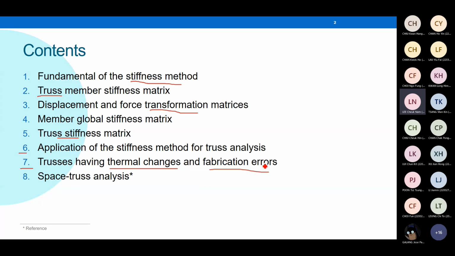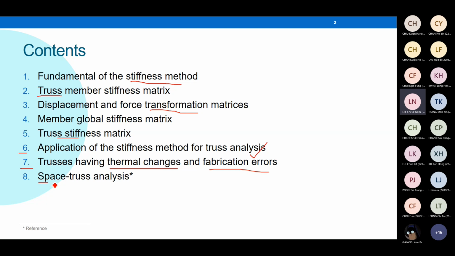And fabrication error, sometimes a member may be too long or too short due to fabrication errors. When you fit them inside the structures, it may also induce initial forces inside the structures. We will discuss how to handle these 2 external effects using the CBUS method.